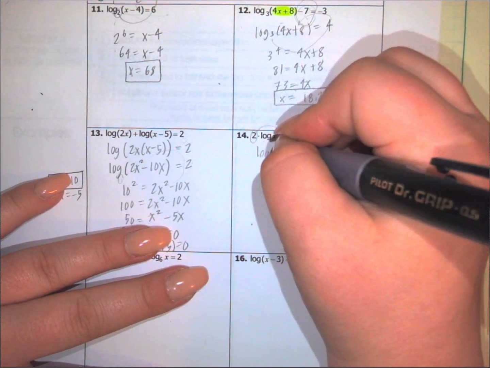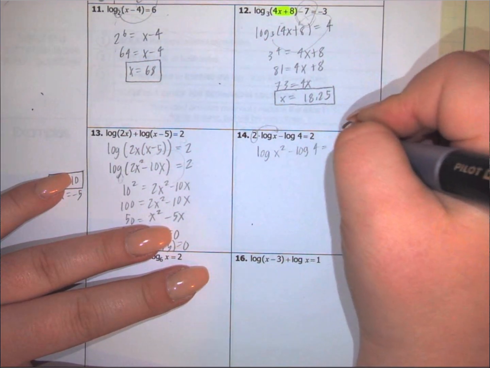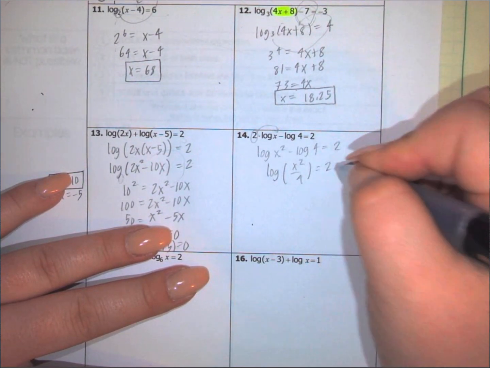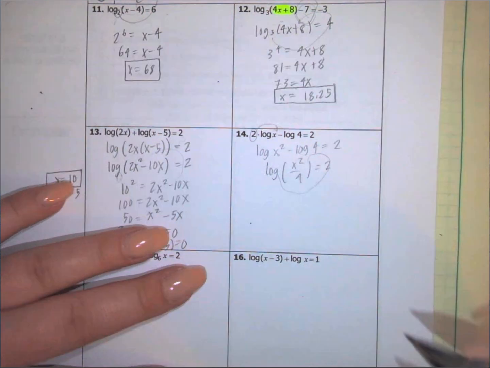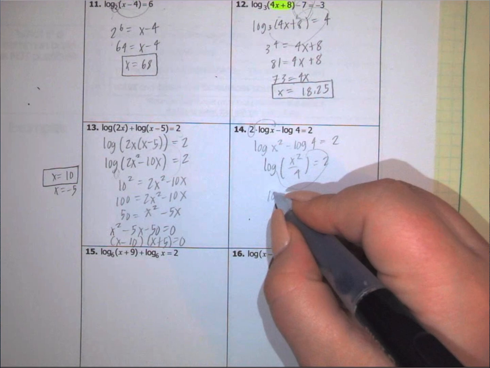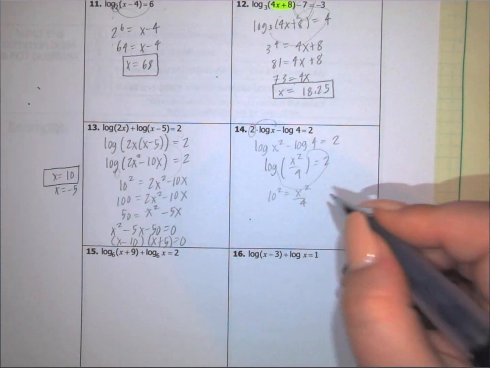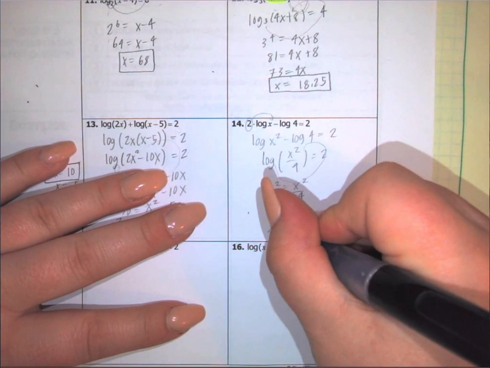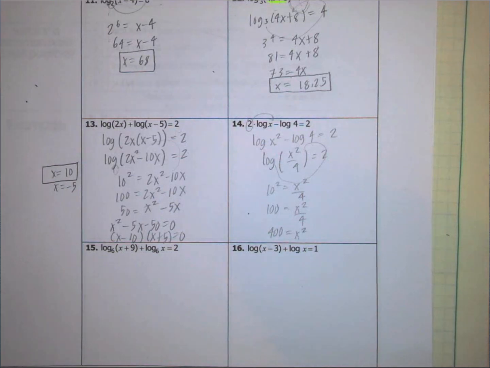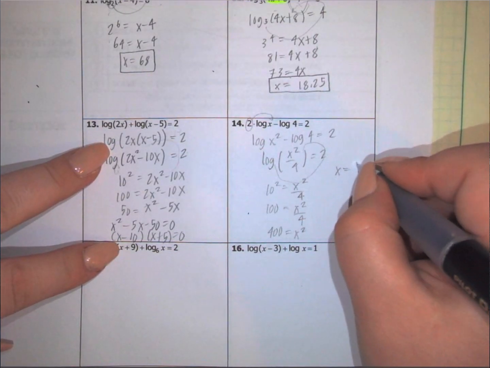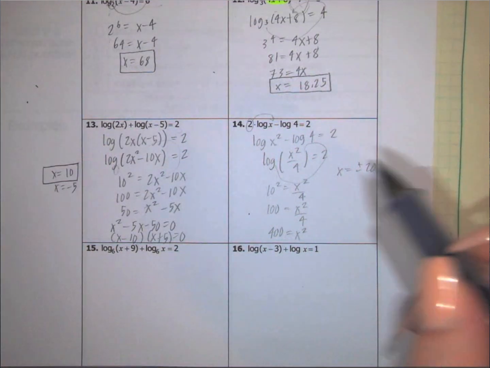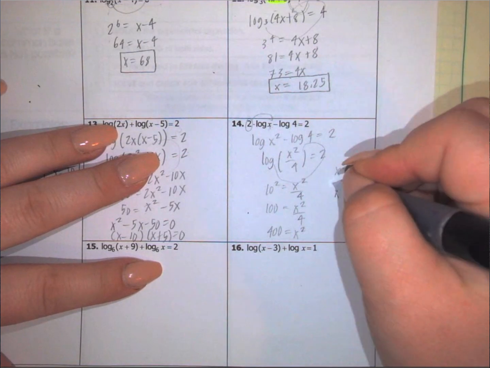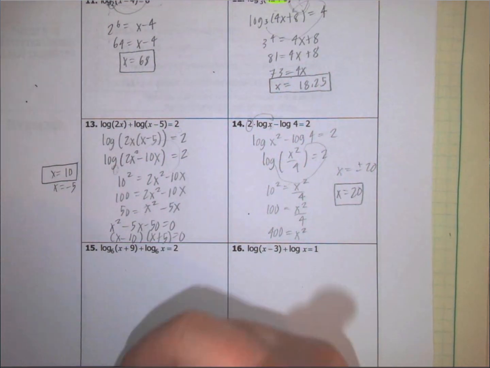So here you've got to condense the log, so bring up the 2. That's log of x squared minus log of 4 equals 2. Use your quotient rule: log of x squared over 4 equals 2. Use your snail, so that's 10 squared, so 100 equals x squared over 4. Multiply everything by 4 and you get 400 equals x squared, and then you square root it and you get x equals plus or minus 20. Negative 20 doesn't work because it makes the inside negative, so it's only x equals 20.